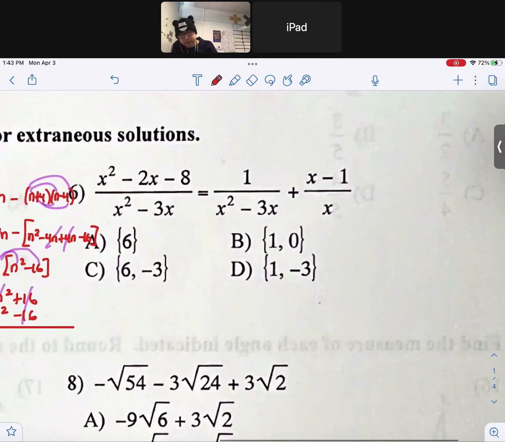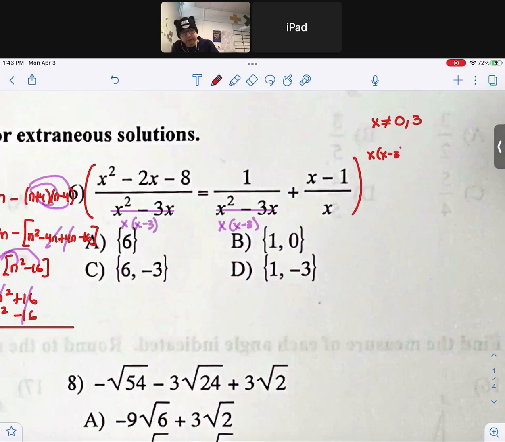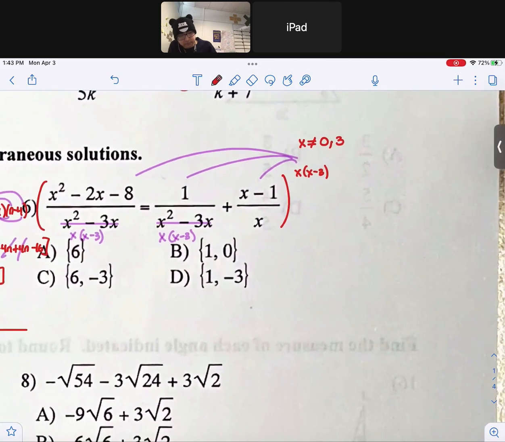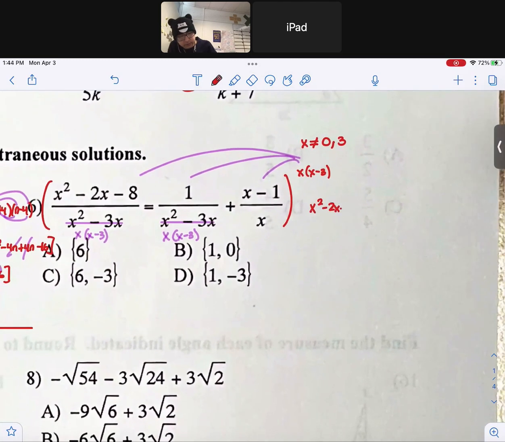Number 6. So same deal. We have to factor the denominators, so we can factor an x out from both. So we know x can't be 0 coming from this one, and x cannot be 3. And we multiply everything by the LCD of x times x minus 3. So if you multiply this to this, everything cancels, so all you're left with is that up top. So it's going to be x squared minus 2x minus 8.